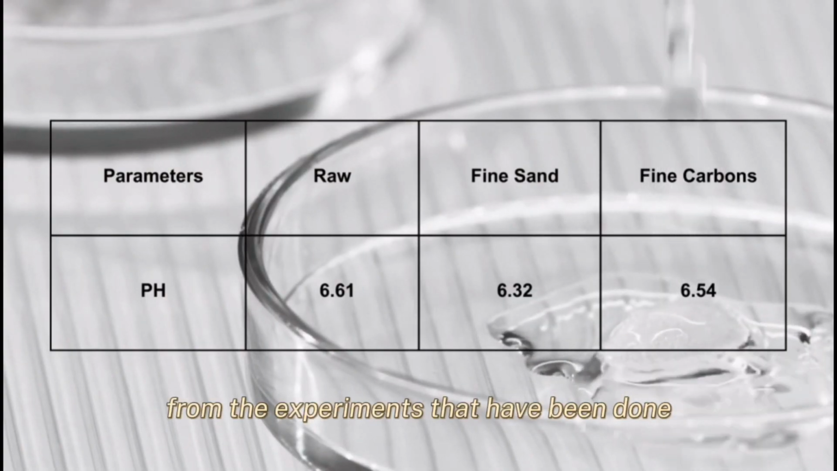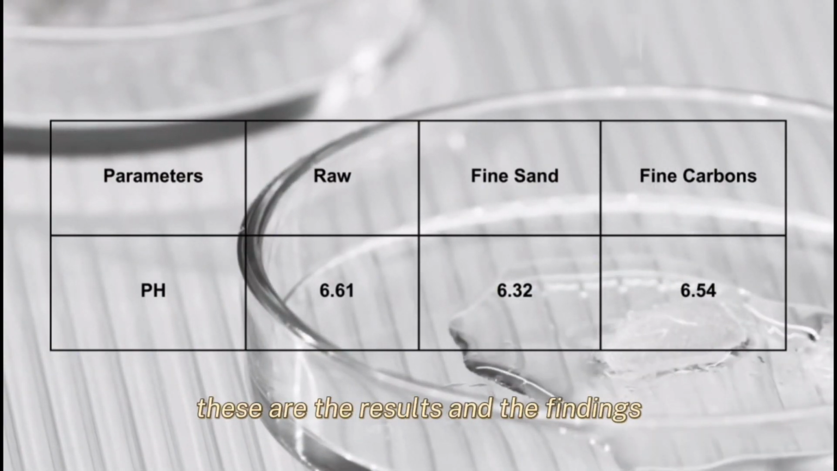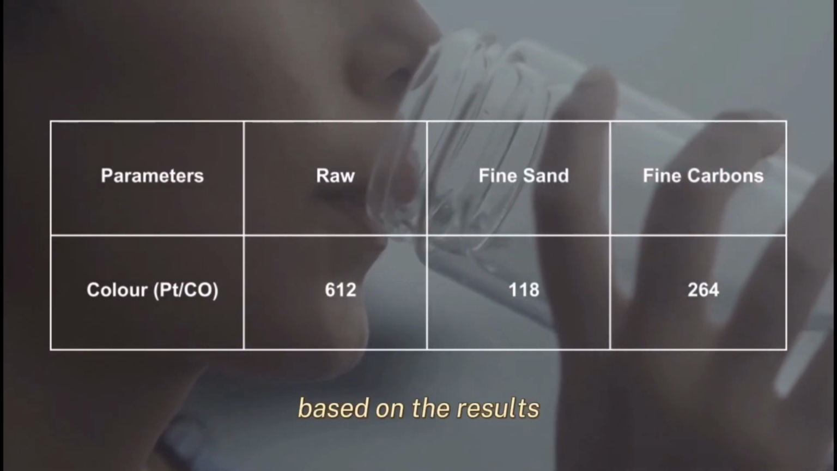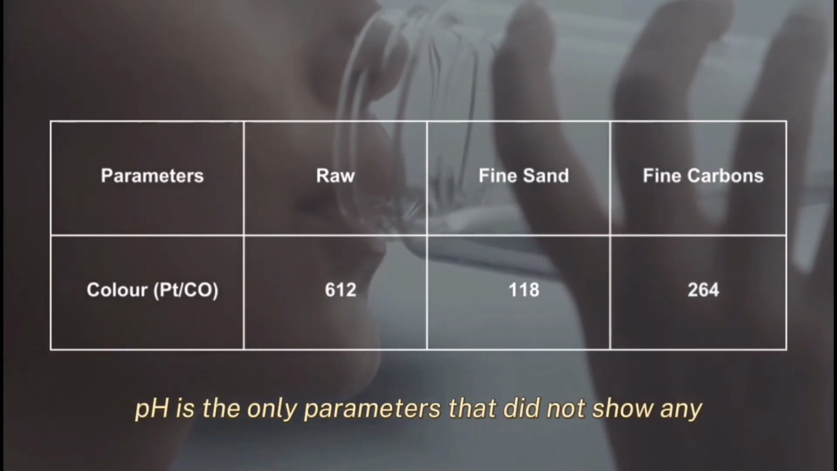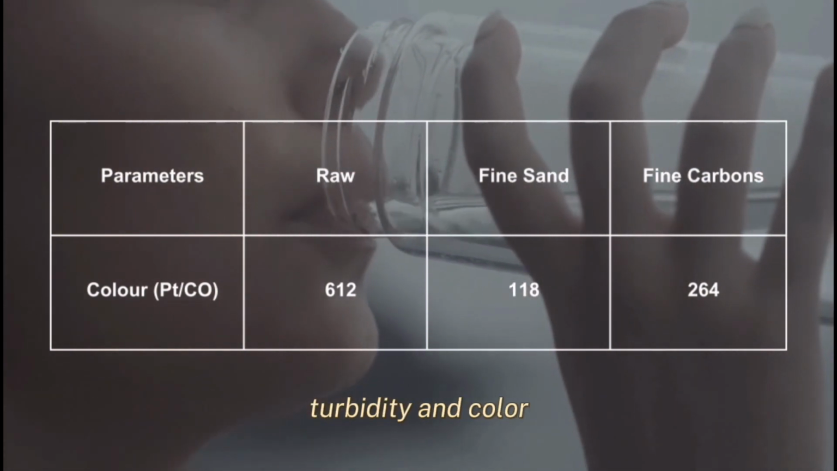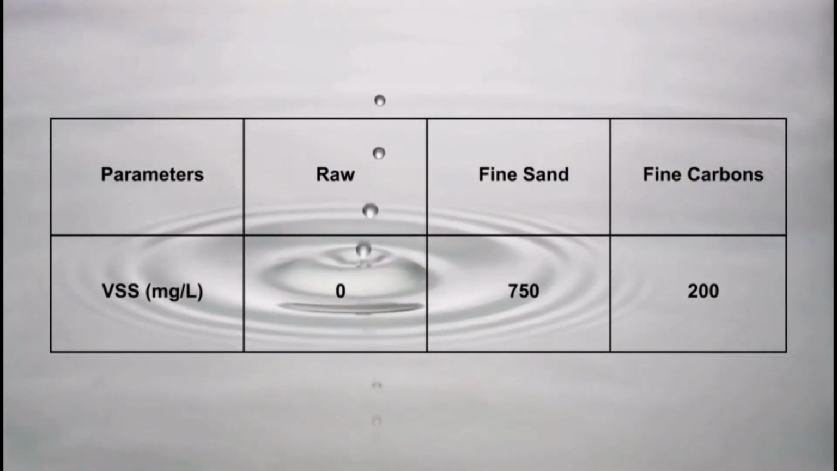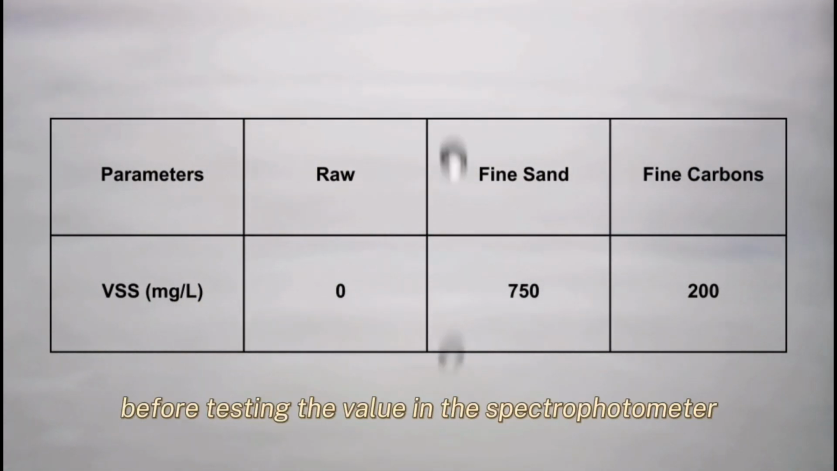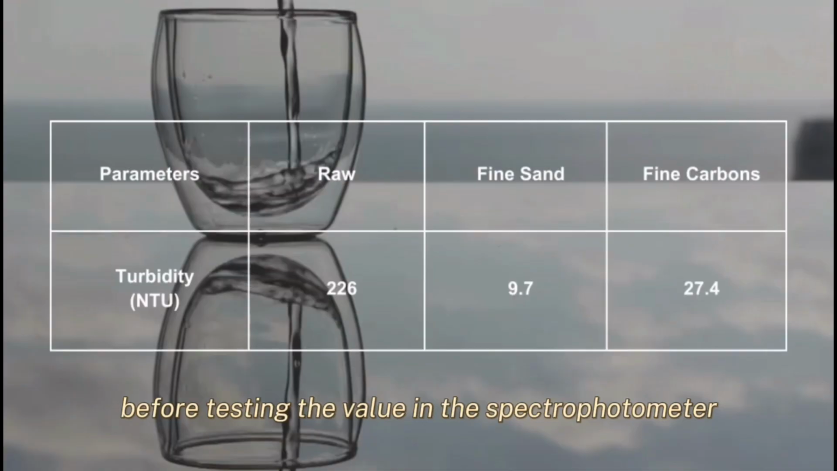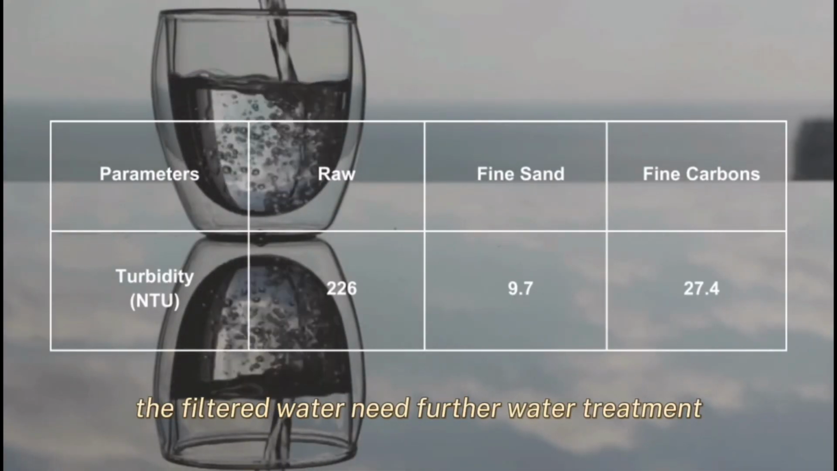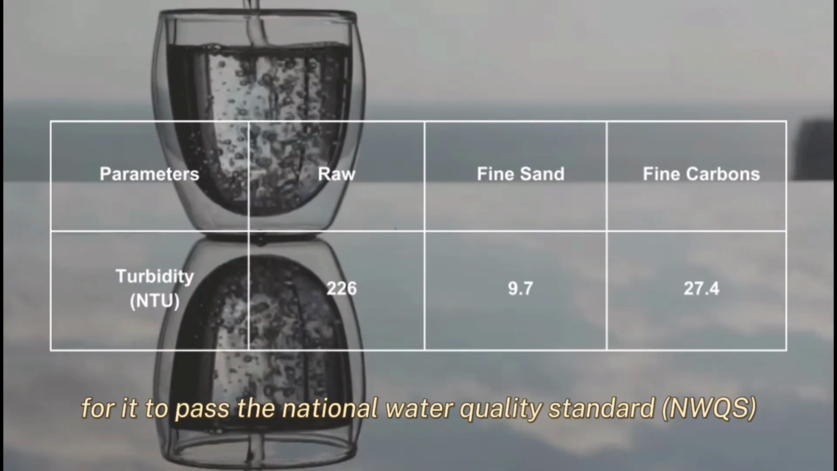From the experiments that have been done, these are the results and the findings. Based on the results, pH is the only parameter that did not show any significant change compared to VSS, turbidity and color. Most obvious is color, where it can be seen before testing the value in the spectrophotometer. The filtered water needs further water treatment for it to pass the national water quality standard.